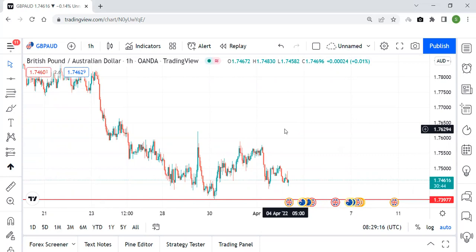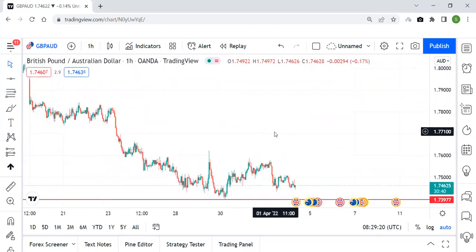My key pairs I'm looking at are the GBPJPY, the Australian Canadian dollar, as we just made an analysis, and the GBP Australian dollar. So let's see what the market is going to have in store for us, and we're going to keep you posted in our next video next week.